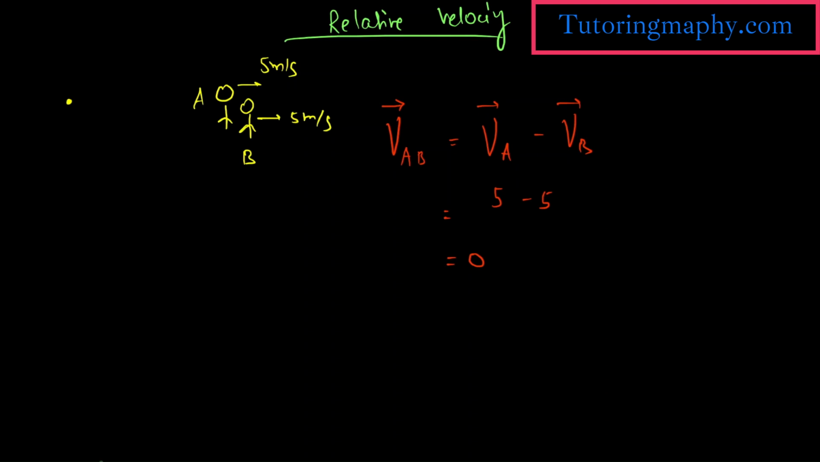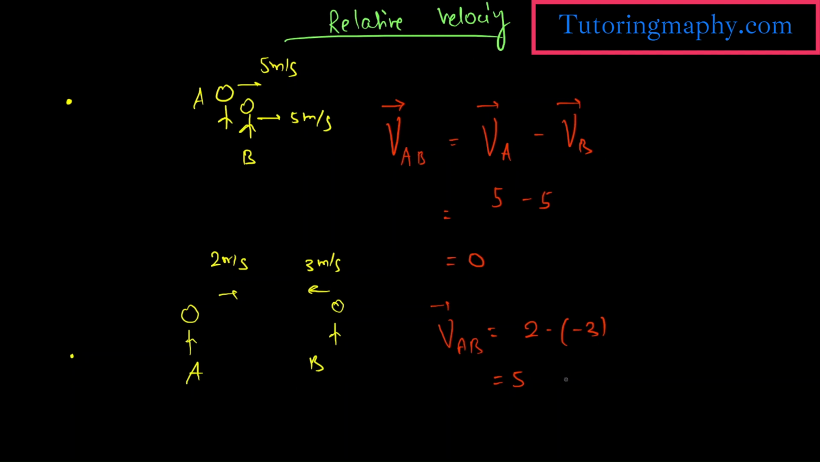Another scenario: let's say there are two friends moving towards each other at 2 meters per second and 3 meters per second. This is A, this is B. What is the relative velocity of A with respect to B? So 2 minus negative 3, so that's 5, right? 5. And what is the direction? East, right? Yeah, because you have clearly taken west as a negative sign, and that's why you got negative here. And our answer is positive, it means that we are talking about east.